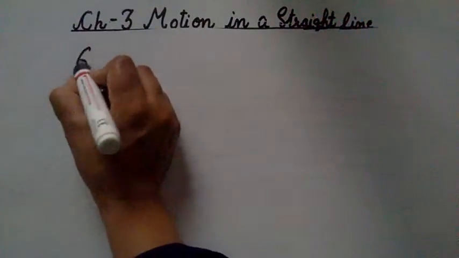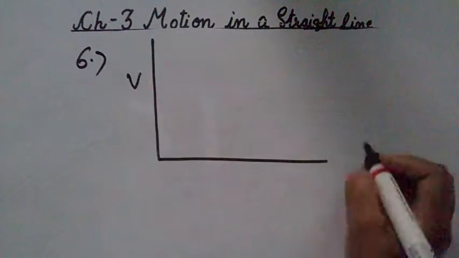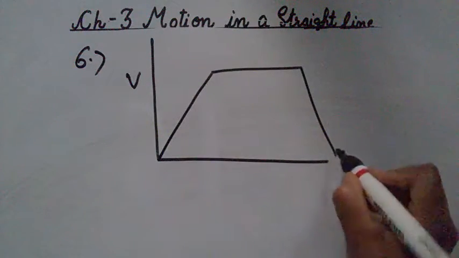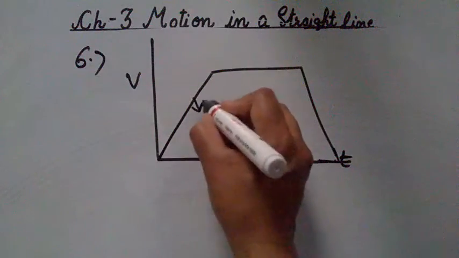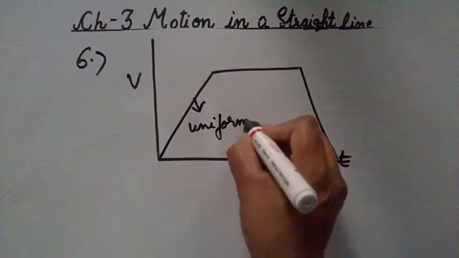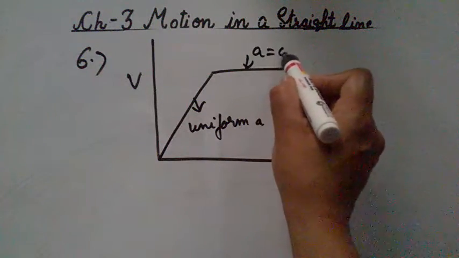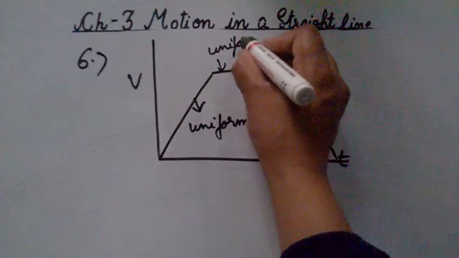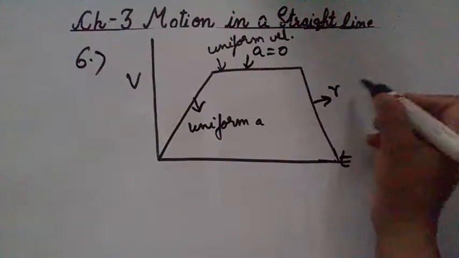Now, next one is if the graph is given you in this situation. Here we can see that this slope is a uniform acceleration. Here slope is 0, that is acceleration is 0, or the object is moving with uniform velocity. Here retardation, uniform retardation occurs.